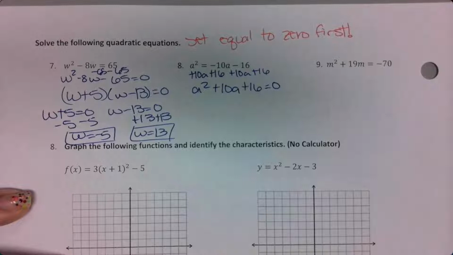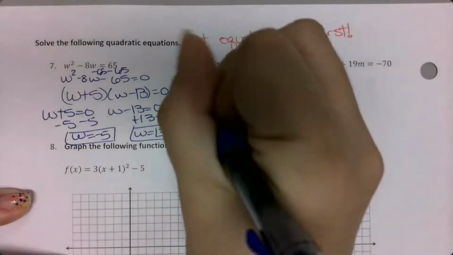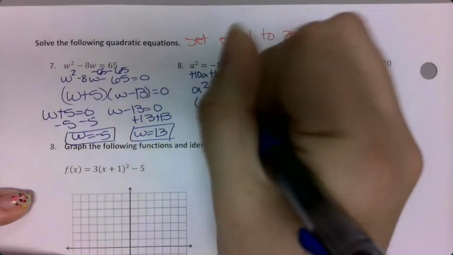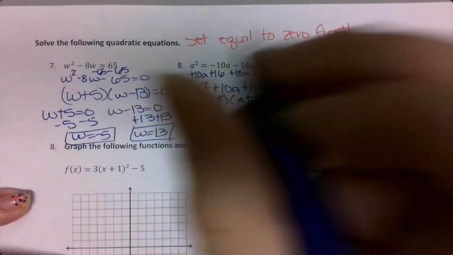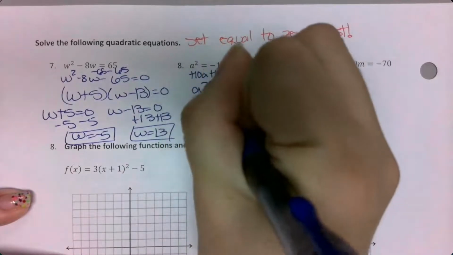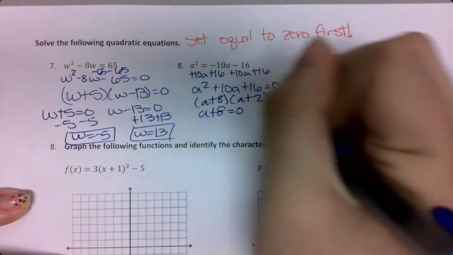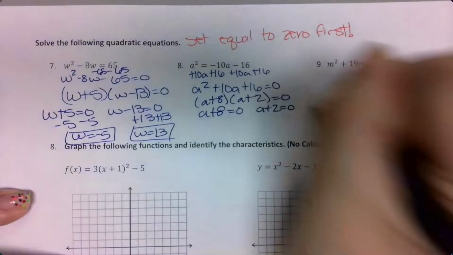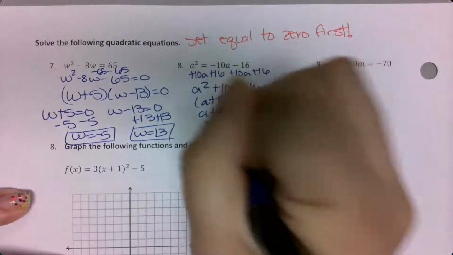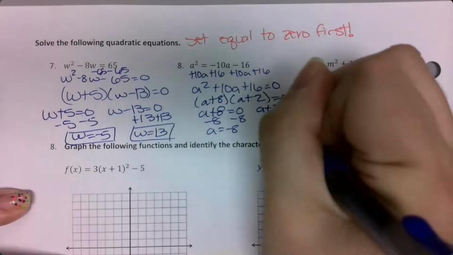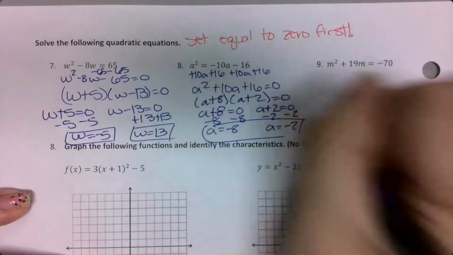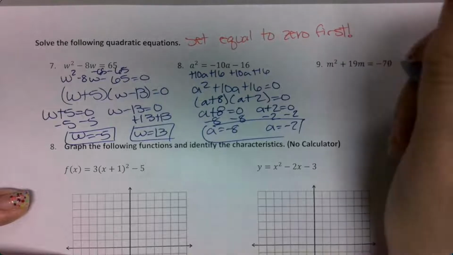I'm looking for what multiplies to 16 and adds to 10. That is 8 and 2. So I have a plus 8, a plus 2. Still equals 0. So then I'm going to go ahead and set these individually equal to 0. And then I want to solve. I get a equals negative 8, a equals negative 2. Over here, I want to move that 70 over.